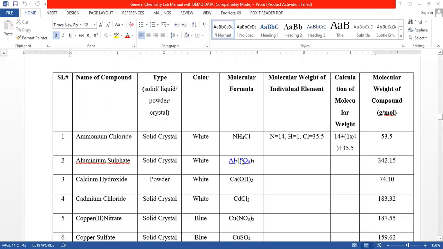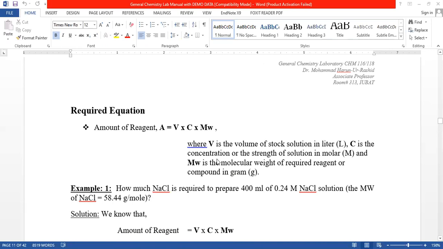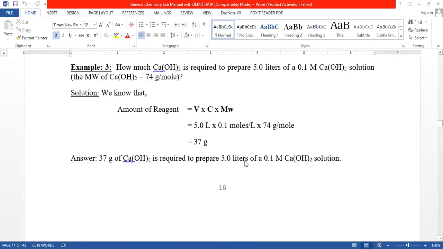This one is not required. This table is just to show how to calculate the molecular weight for your reference. So you don't need to write anything about this table. You can skip this table, and also you can skip this calculation also. This is just for your learning purpose, not the lab report purpose.